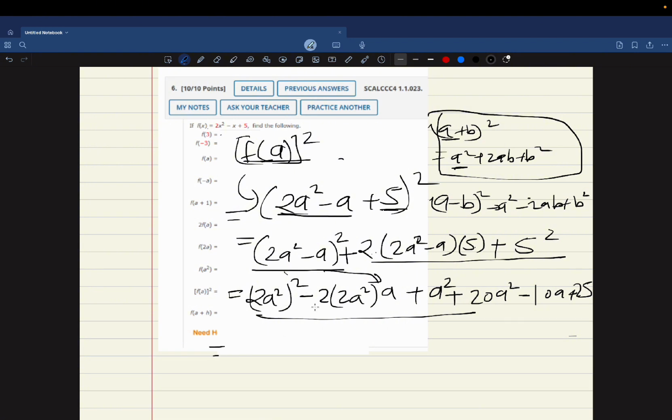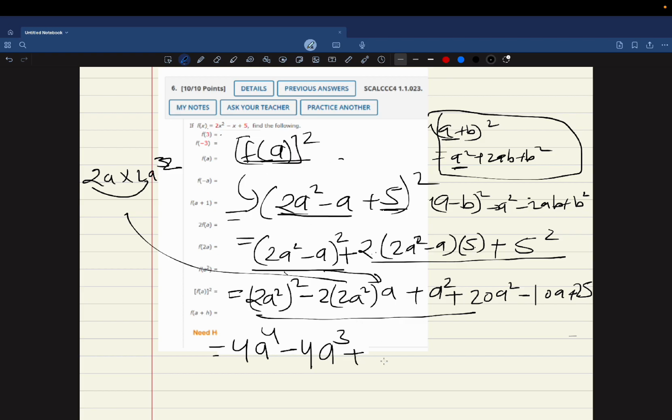So 2a square whole squared will be, so this will apply to 2 also and then a square also, so 2 square is 4, and then a square times square will be a to the power 4, and then minus, so this will be 2 times a, 2a, and then 2a times 2a square will be 4a cube. I'll do it here also, so it's 2a times 2a squared. So 2 times 2 will be 4, and then a to the power 1 times a to the power 2 will be a to the power 3, so the powers add up if there are the same base when multiplying.